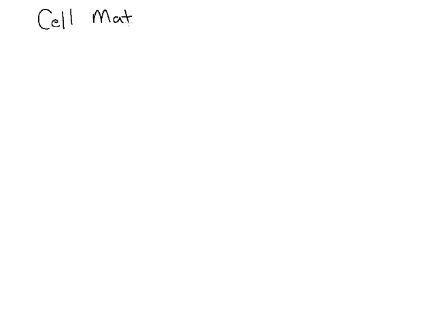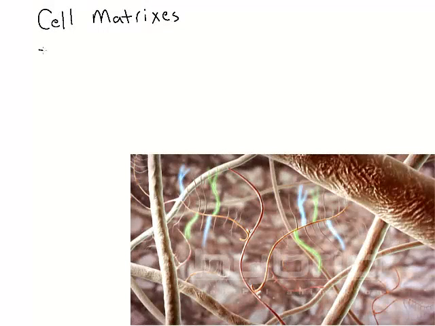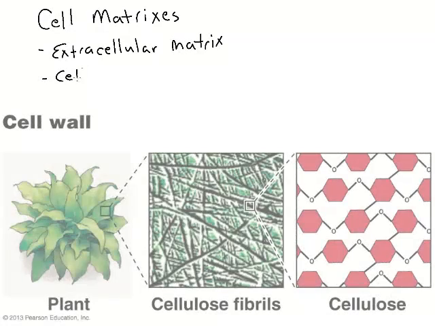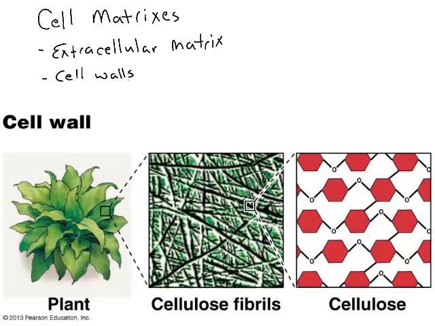Now, a lot of cells secrete an extracellular matrix, so outside the cell, which is a complex mixture of molecules that often include a polysaccharide and fibrous proteins. The composition and function of this matrix depends upon the cell that secretes it. Makes sense? Of the eukaryotes, protists, fungi, and plants have cell walls. These cell walls are typically permeable to water and substances dissolved in water.